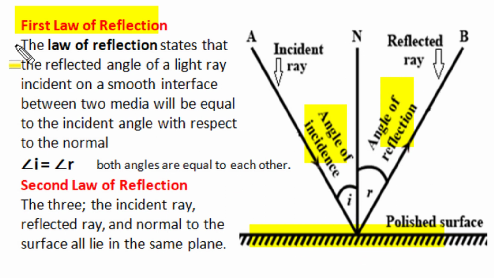And as per the first law of reflection, the angle of incidence and the angle of reflection are equal to each other. The second law of reflection states that the incident ray, the reflected ray and the normal to the surface, all three should lie in the same plane.